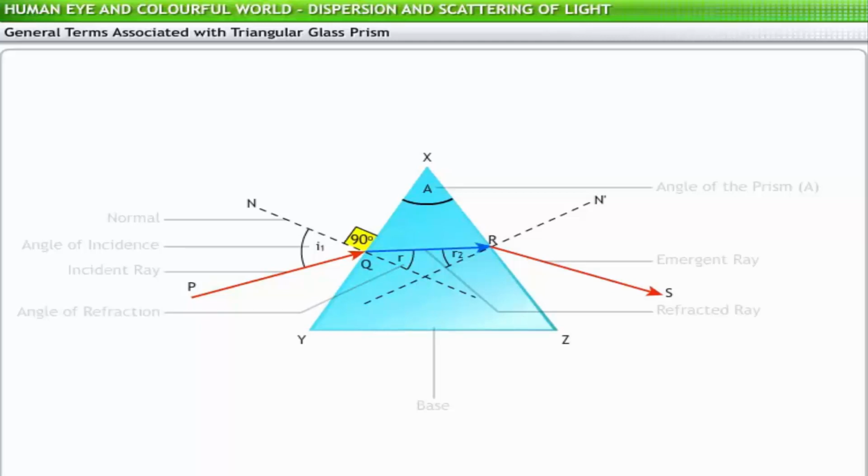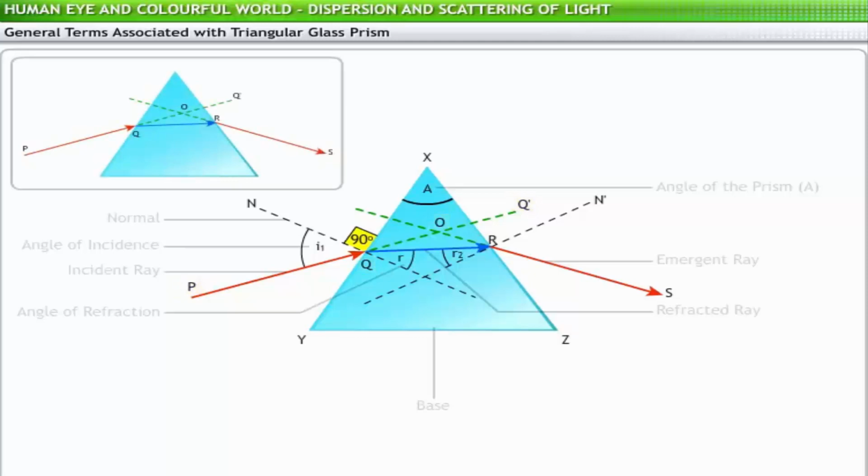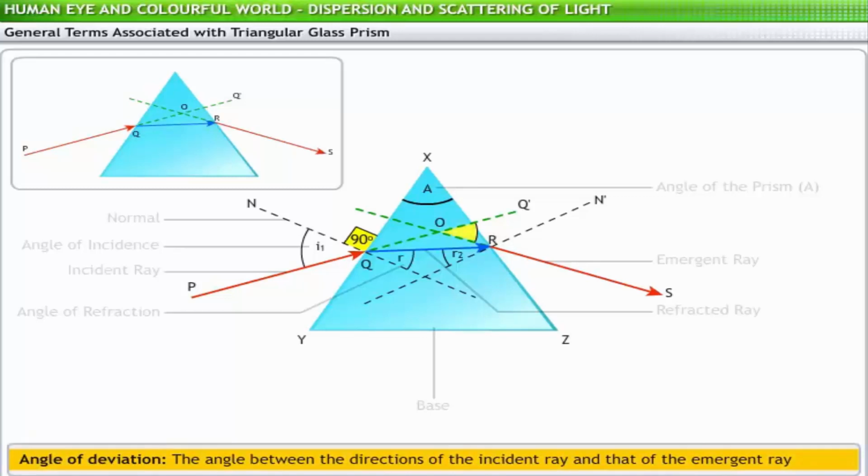In the absence of the glass prism, the incident light ray would follow the path PQ-OQ'. Due to the prism, the light ray emerges along the path ORS. Thus, the light ray deviates from its initial path. The angle between the directions of the incident ray and that of the emergent ray is called the angle of deviation and is represented by the Greek letter delta or theta d or the English letter d. Here, angle QOR is the angle of deviation.